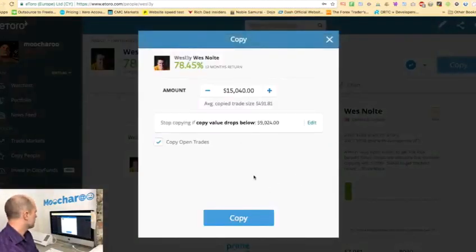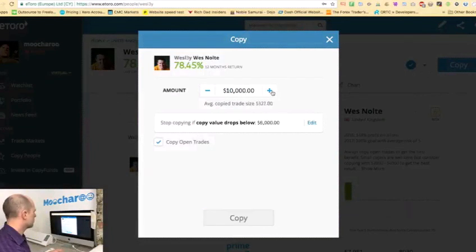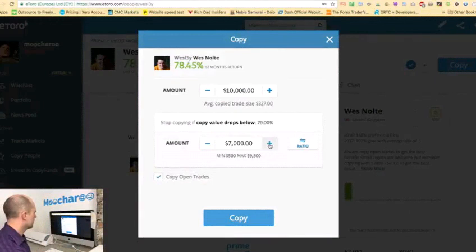I think, there we go, so we've got $15,000. You can change this for anything you like. So I think I'll copy him with $10,000. Let's change that. You can use these up-down buttons if you want. I don't really bother. So you're going to stop copying him if the value goes below 6,000. Now you can edit that and go up and down all you like. For me, I think that's fine.